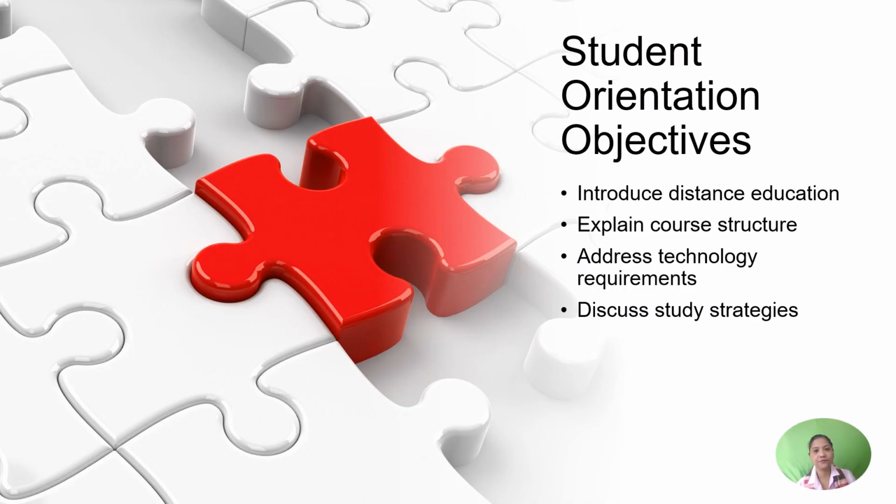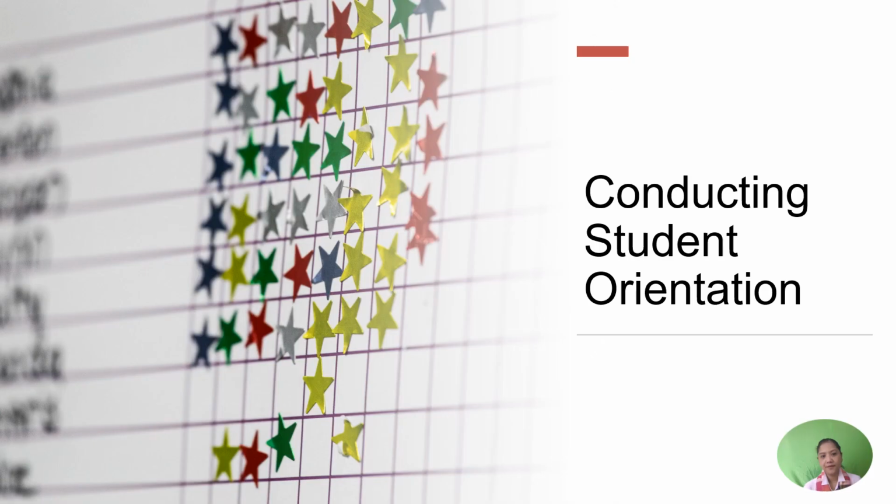The objectives of student orientation include introducing distance education, explaining course structure, addressing technology requirements, and discussing effective study strategies to new students. By now, we already know why it is important to conduct student orientation. The next question would be, how can we do it? And how can we effectively conduct student orientation?